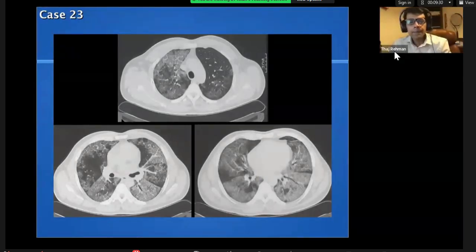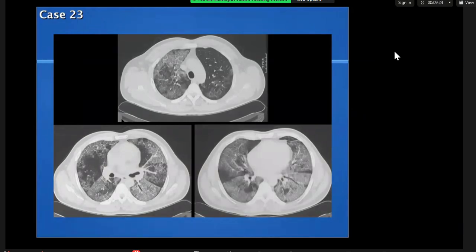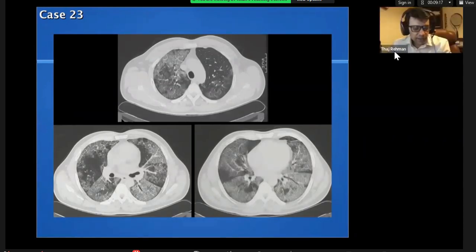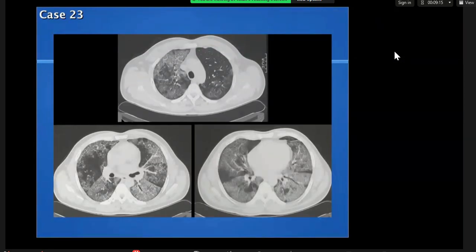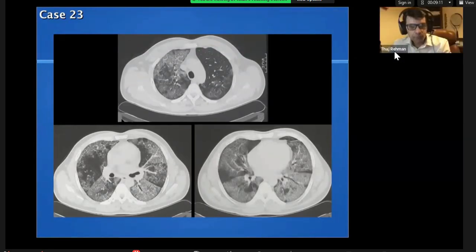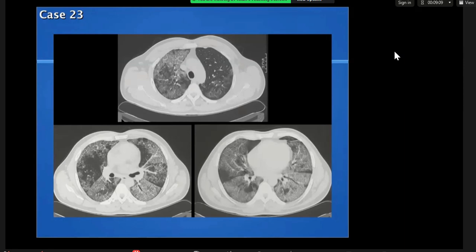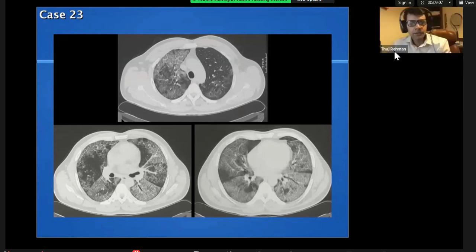So, what's the appearance called? Sorry, what's the appearance called? Head cheese sign. Sorry? Is it head cheese sign or crazy paving? Because there's some septal thickening here. Very good. So there is ground glass.